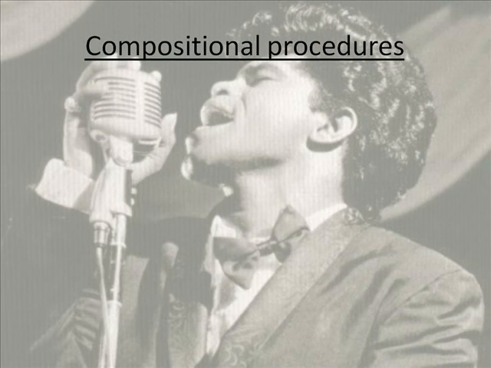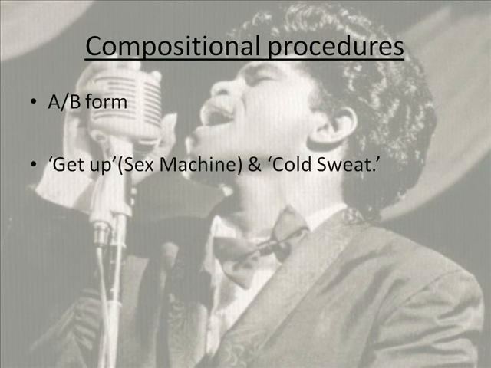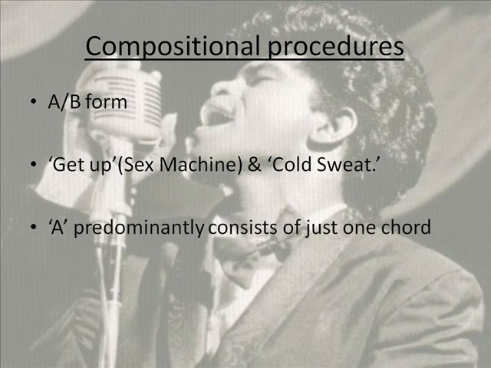But others work on a simple A-B form, which can go on as long as Brown feels. For example, Get Up and Cold Sweat. The key feature of this form is that section A predominantly consists of just 1 chord, but the rhythmic variation helps to provide interest.